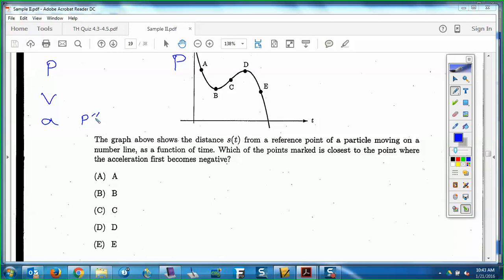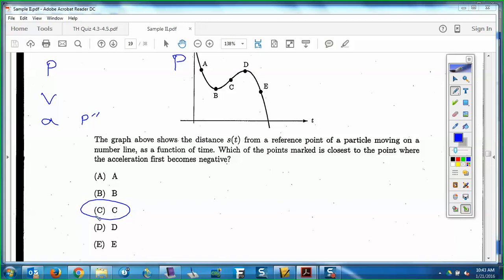Concave down. So this question is really saying, where does this graph first become concave down? Which is where? Point C. So it's concave up. So this whole time the acceleration's positive. Now again, that's that thing about acceleration. What's happening is you're slowing down.